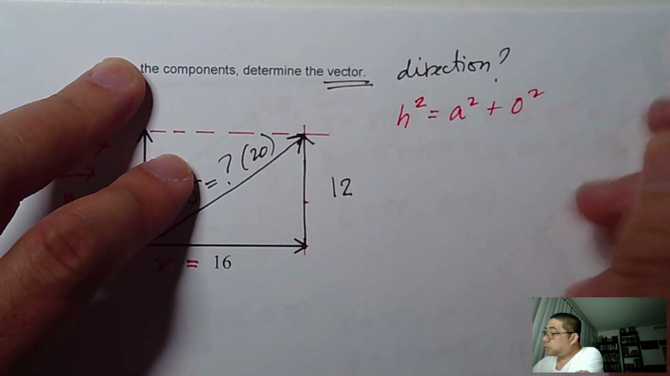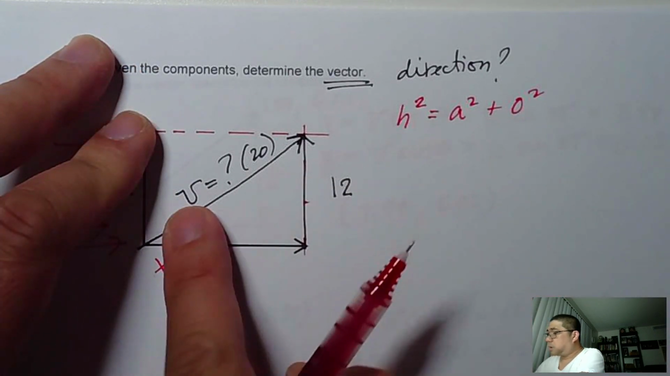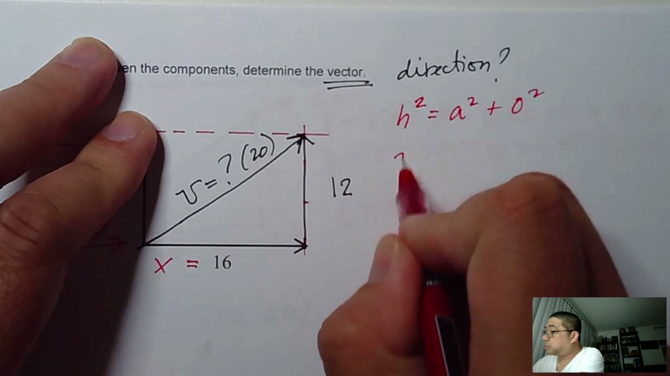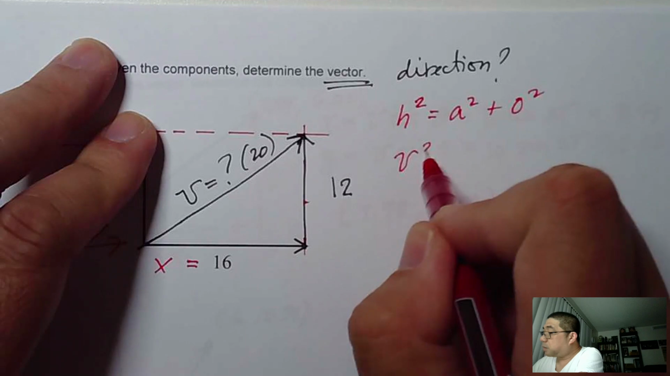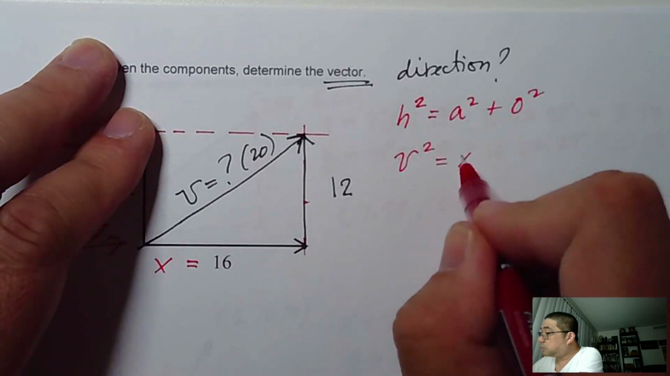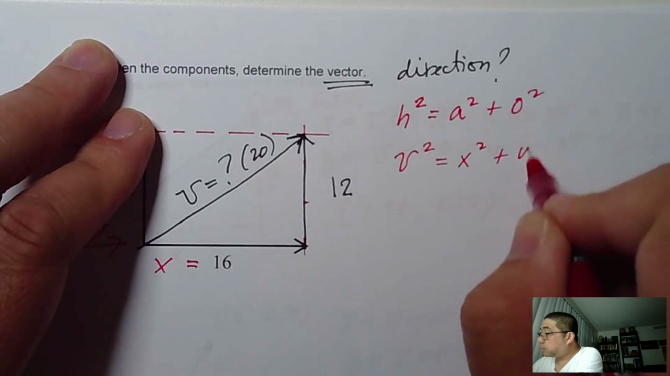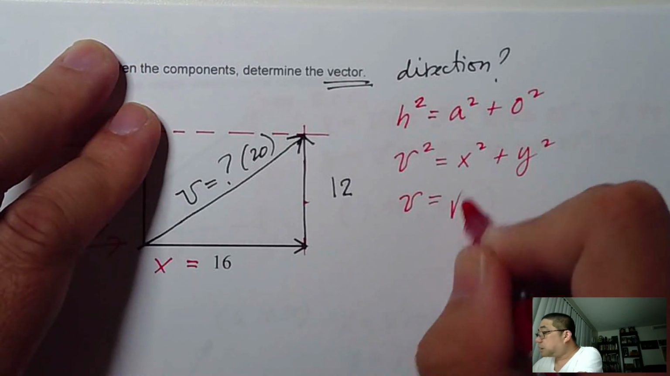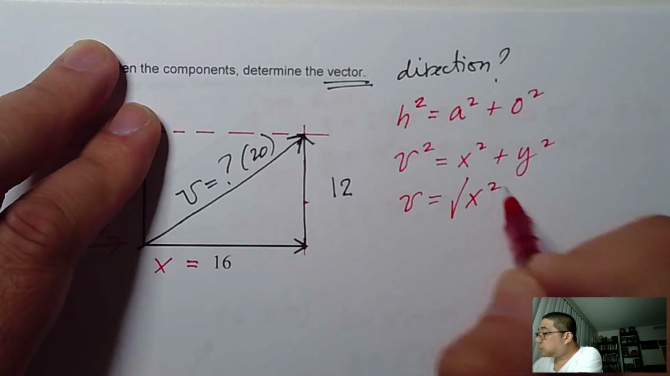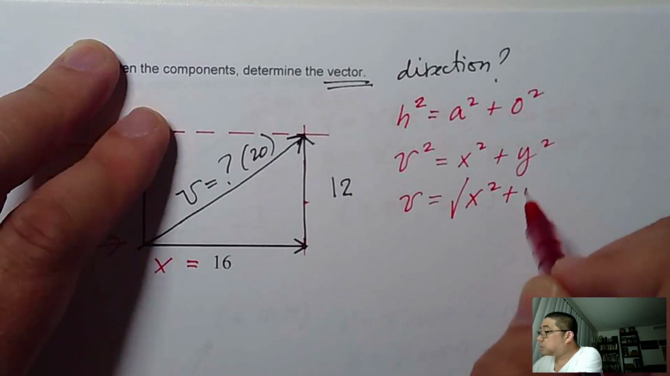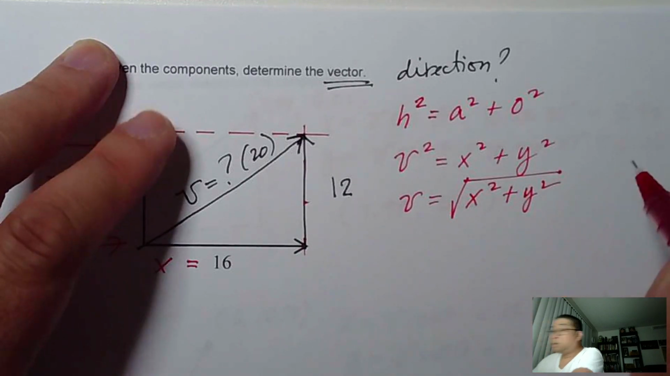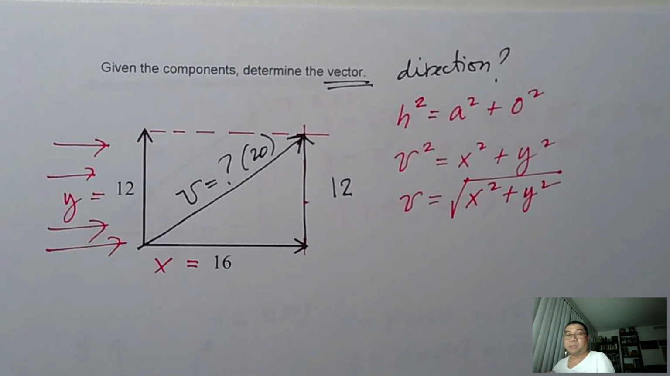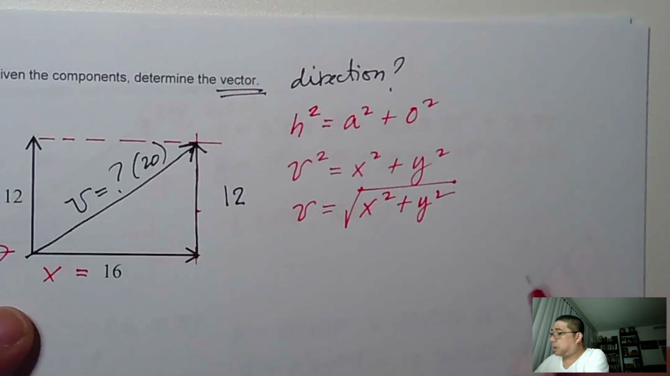Now in order to solve, this time we're not saying hypotenuse, but what is your hypotenuse? That is your vector. The square of the vector is equivalent to the square of the x component plus the square of the y component. So therefore the velocity or the vector can be calculated by taking the square root of both sides of the equation. So the sum of the squares of the opposite and adjacent sides, which are your x and y components, and then you take the square root of it, is your vector. Let's plug in the values.